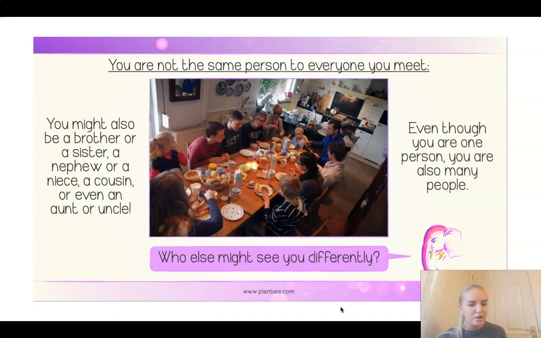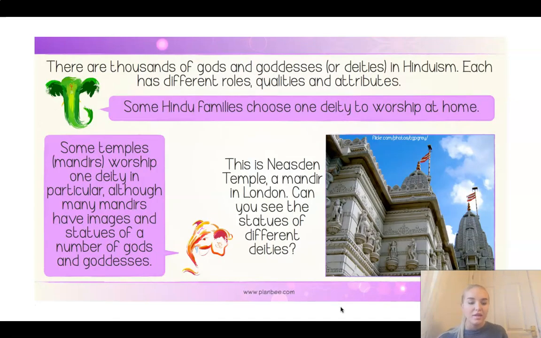Who else might see you differently? Pause the video and have a think. Okay, so this is the same as the way that Brahman is represented in many different ways in the form of different gods or goddesses. And each of these gods and goddesses have a variety of different characteristics, and that makes them unique.